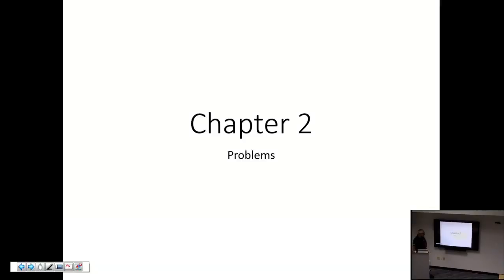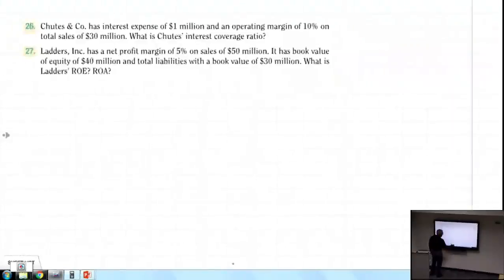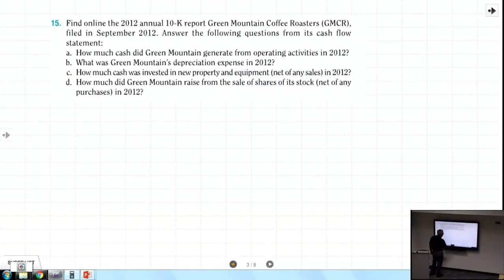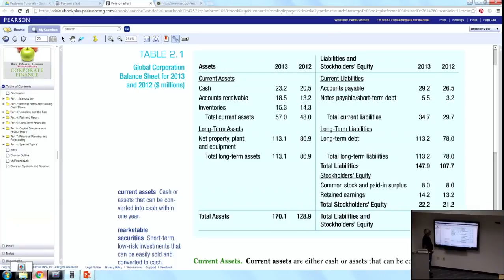We want to look at problems from chapter 2. So let's look at the first one. The first problem requires you to look into the balance sheet of this company Global, which is in your textbook. If you go to your textbook and look at page 29, it gives you the balance sheet for this company Global, and it asks the question, which line items would be affected and by how much?